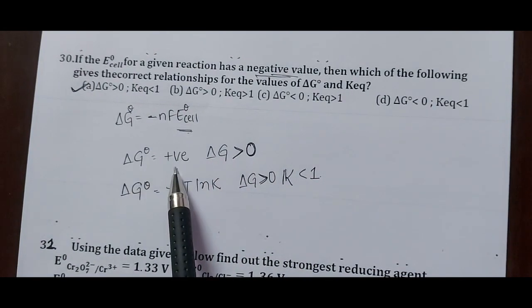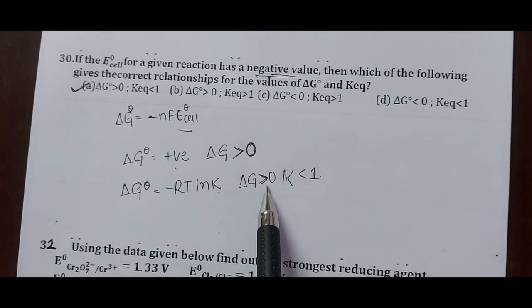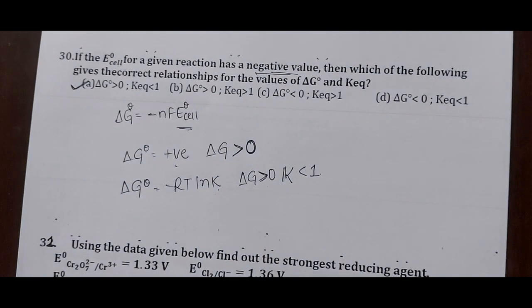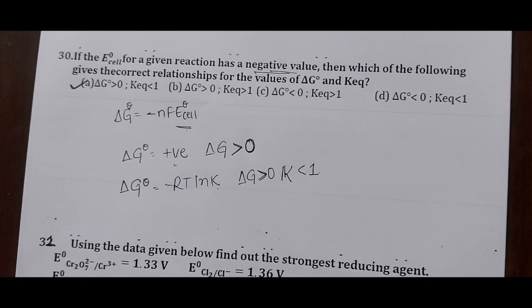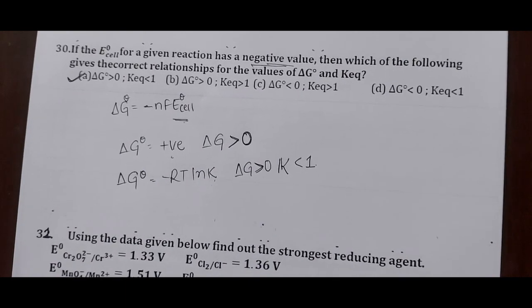If delta G is positive, K will be obtained as less than 1. So delta G greater than 0 means K is less than 1, which indicates that the reaction is occurring non-spontaneously. It is more towards the reactant side and less towards the product side.